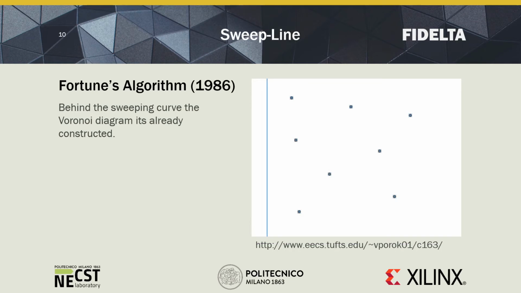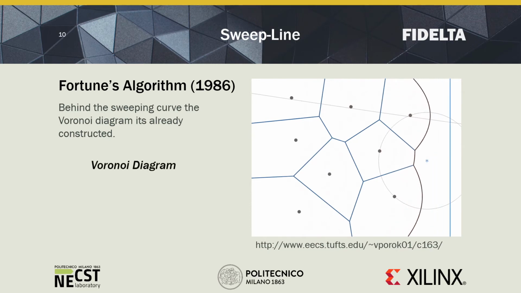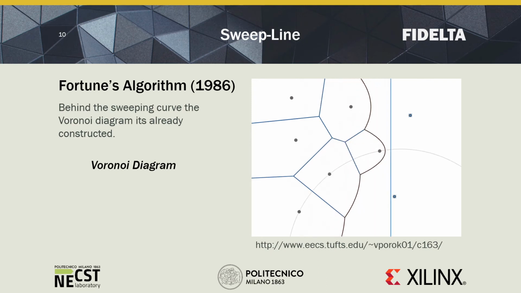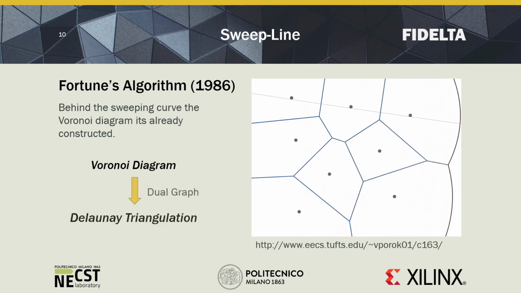The sweep line method, proposed by Fortune in 1986, provides a clever construction of the Voronoi diagram. It consists in sweeping a specific curve across the map. Thanks to some geometrical tricks, in the regions behind the curve, the Voronoi diagram will be correctly plotted. Since the DELaunay triangulation is the dual graph of the Voronoi diagram, it's easy to obtain it at this point.